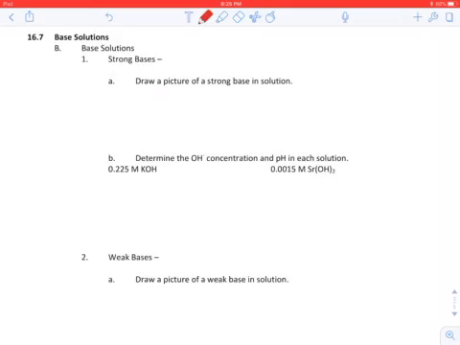This is 16.7. We're talking about base solutions. We're going to start quickly by talking about strong bases. Strong bases are ones that completely ionize in solution. Completely ionized, remember, means that it's going to break apart in solution. So we're going to say completely ionized, or in other words, completely break apart in solution.